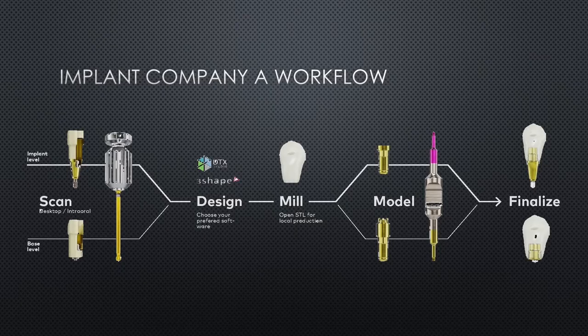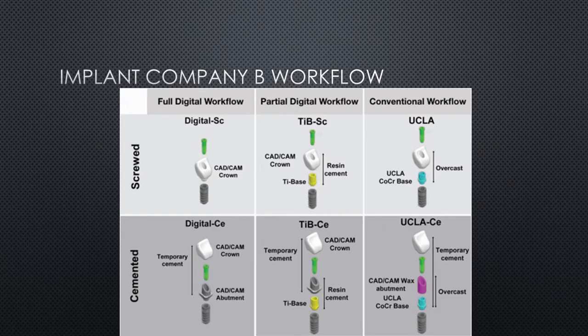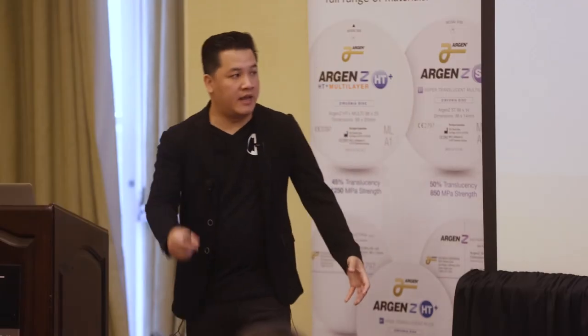Implant company A has their own workflow, their own nomenclature, their own parts, all this. And you have to stock these parts. You have to have their catalog. Your staff has to know how to order this stuff. Implant company B has these parts and these things, and it's a completely different nomenclature, a different catalog, and you have to know this workflow.